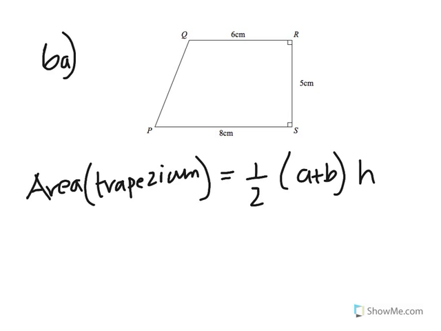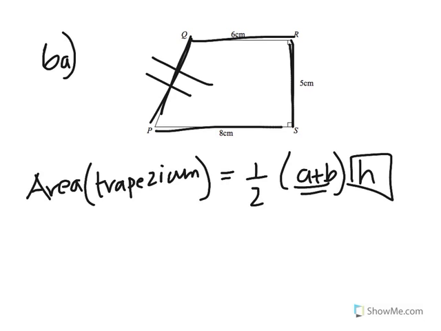Question 6 has given you a trapezium, and in 6a they're asking you to calculate the area of the trapezium PQRS. For future reference, the area of any trapezium is half multiplied by (a plus b) times h. Now a and b are just the parallel sides, and in this case these are the two parallel sides. And the height is the remaining straight side. Not this, not this, not this, but it's this.